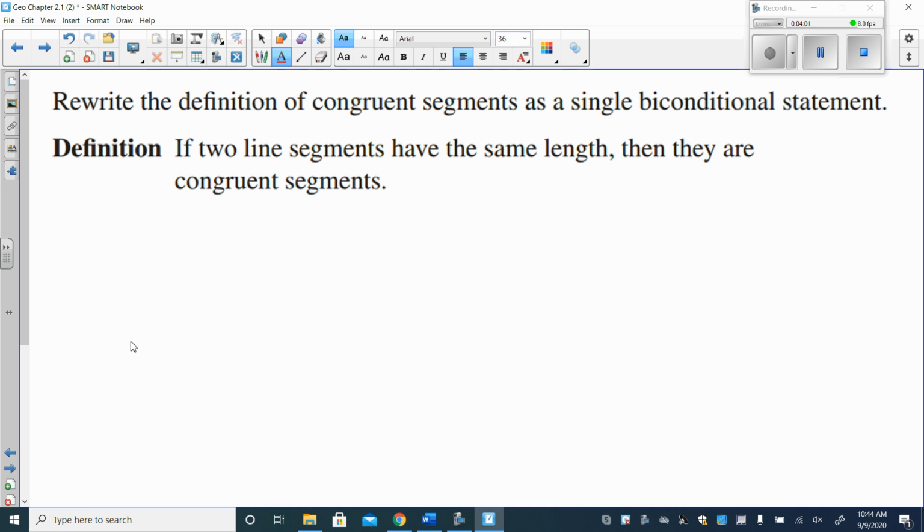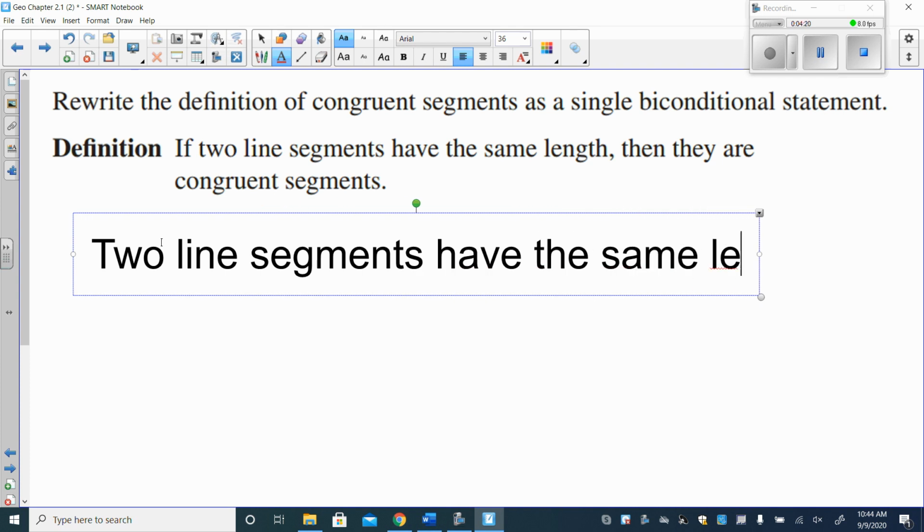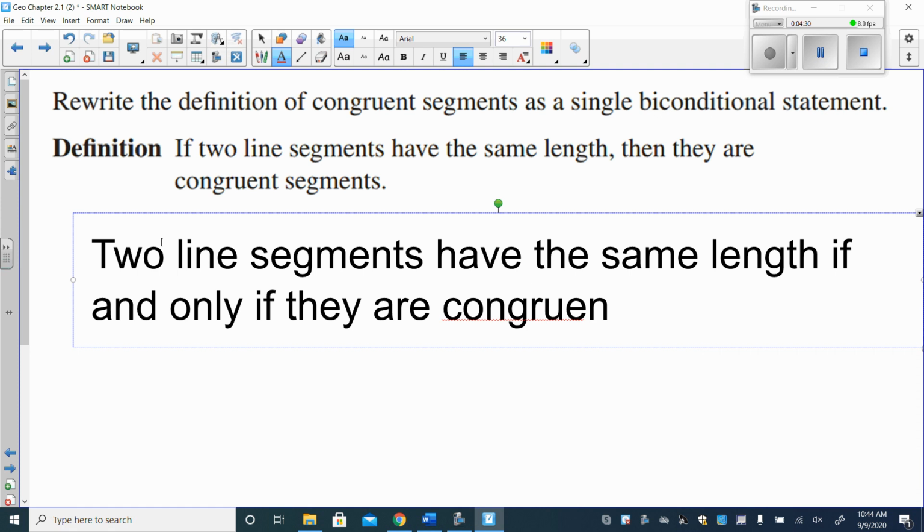If two line segments have the same length, then they are congruent. Well, if two line segments are congruent segments, then they have the same length. So again, this is another biconditional statement. So what we can do is drop the if and then and say two line segments have the same length if and only if they are congruent segments. And that's it. So if it's true both ways, then it works.